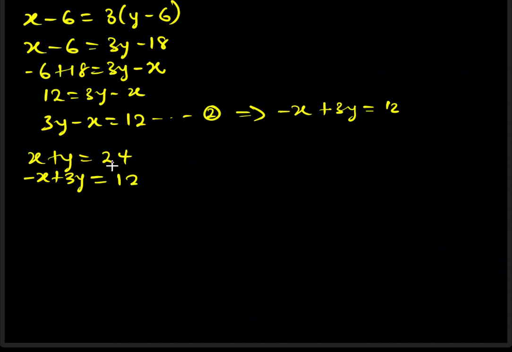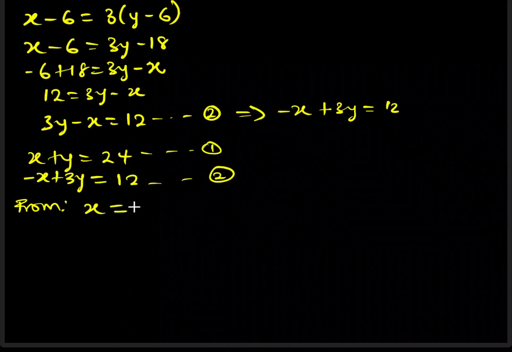Okay, so that's what we'll get. Let's see. I think we have variables here that have a coefficient of 1, so we can use the substitution method. From equation 2, sorry, this is equation 1 and this is equation 2. From equation 2, what will happen? Okay, so I'll cut some steps here. Our x will be equal to 3y minus 12.